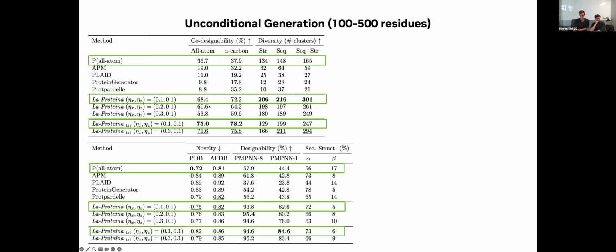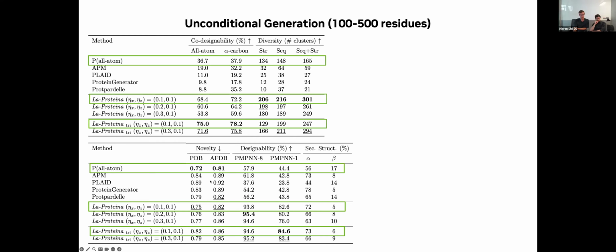And you can see the tri-layers, as Thomas mentioned, the triangle updates, give a bit of a boost in co-designability, and in designability below here. But it's not that big. It actually hurts your diversity in this case. And as we'll see later, it hurts your sampling speed by quite a bit. So in practice, in the end, with other results, we mostly use a non-tri-layer model.